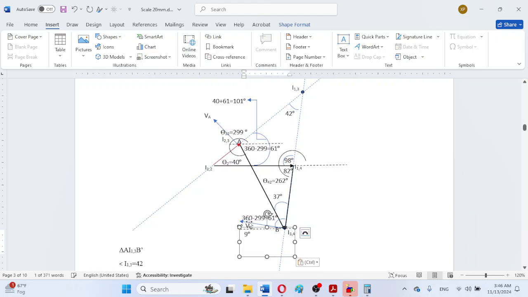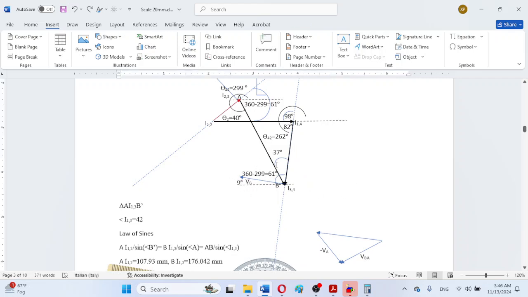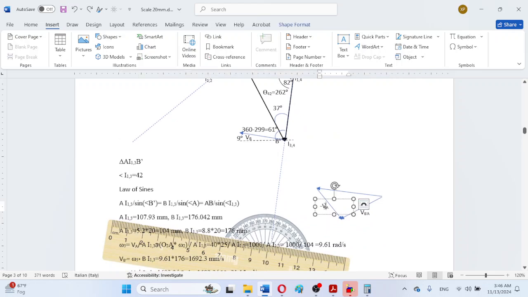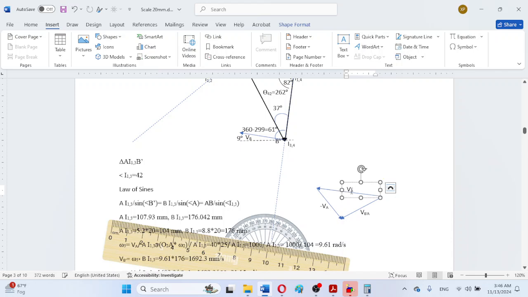Copy and paste, sorry, this label, or just simply copy this label and paste it here and just move it here. So this is equal to v subscript b in this manner.